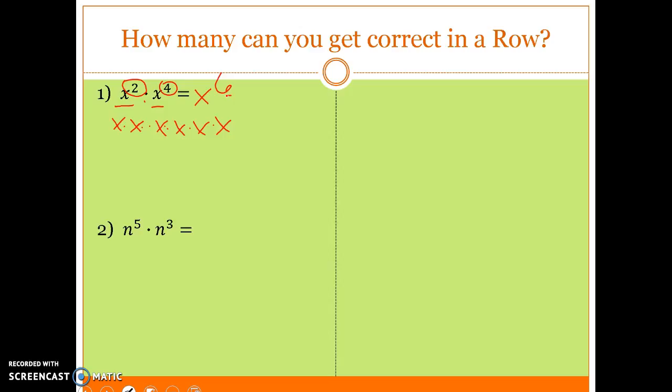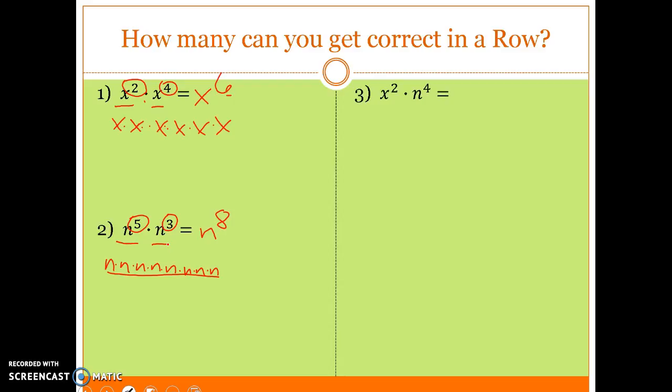If I have n to the 5th, that's 5 n's, 1, 2, 3, 4, 5 that I'm multiplying all together. And then I'm going to multiply that by 3 more n's that I'm multiplying together. So all together I have 8 n's I'm multiplying together. That's n to the 8th. And again, a shorter way of looking at this is, if I have the same bases and I'm multiplying, then I'm just going to add the exponents together. N to the 5th times n to the 3rd is n to the 8th.